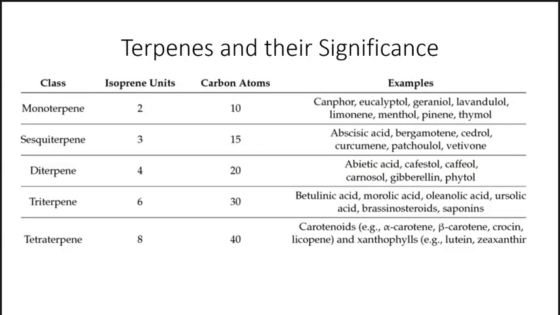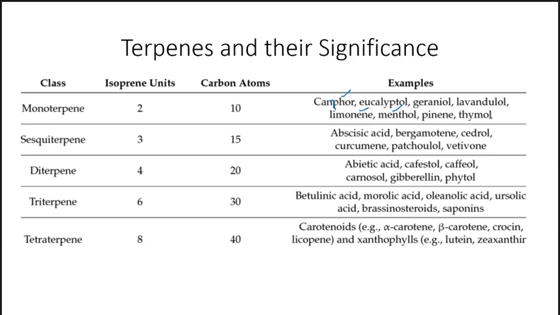Now coming to some important terpenes which fall under these classes. I'll highlight only the important ones. Monoterpenes, for example, camphor, limonene, menthol, they are under monoterpenes. This camphor and limonene have medicinal value.